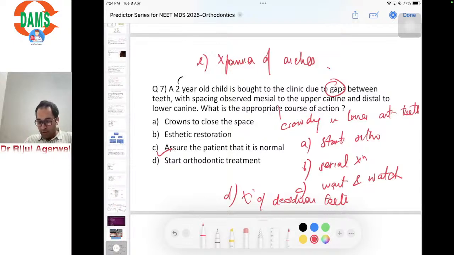These are the same options, same question. Now option A, start the orthodontic treatment with expansion of the arches. Option B, serial extraction. C, wait and watch. D, extraction of deciduous teeth. Or none of the above, whatever it may be.